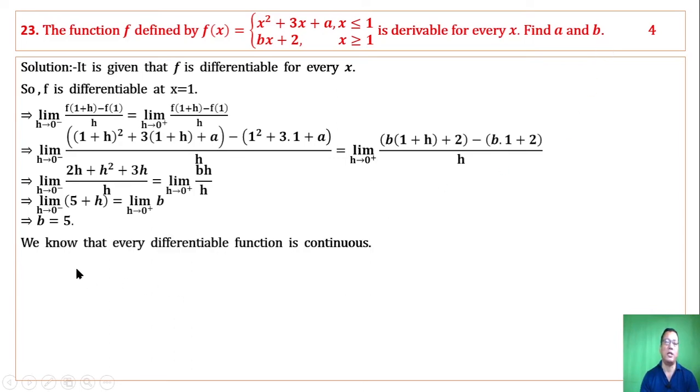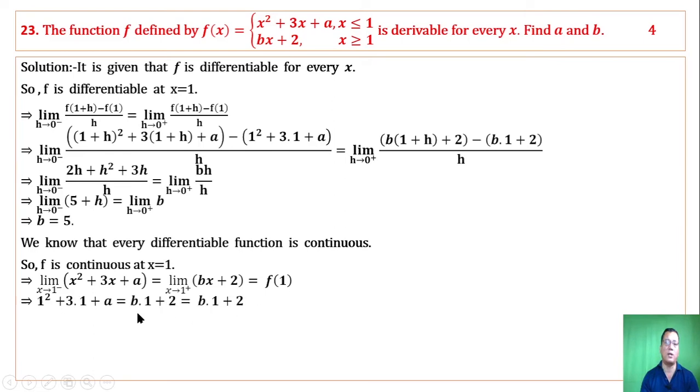Then we know that every differentiable function is continuous. So f is continuous at x equal to 1. By definition of continuity at 1, we get left hand limit at 1 equal to right hand limit at 1 equal to f of 1. Taking limits, we get this, from which a equal to b minus 2, but b is already 5. Therefore, a equal to 5 minus 2 is 3. Thus a equal to 3 and b equal to 5.